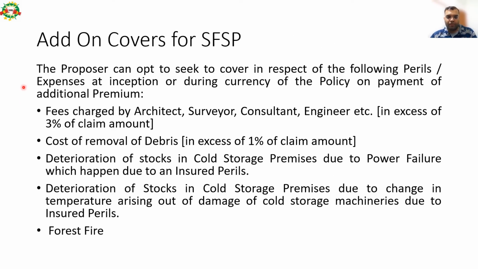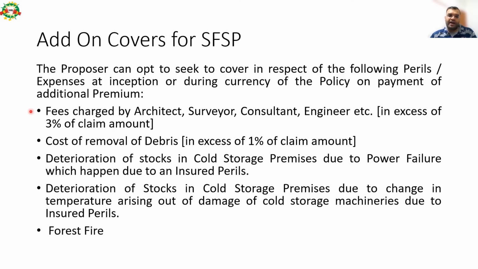Add-on covers on SFSP. So there are certain add-ons which I can purchase as an insured proposer. The proposer can opt to seek cover in respect of the following perils and expenses at inception. So at the time of purchasing the policy, I can make some extra payment of extra premium, and I can purchase some additional add-ons. What are these?